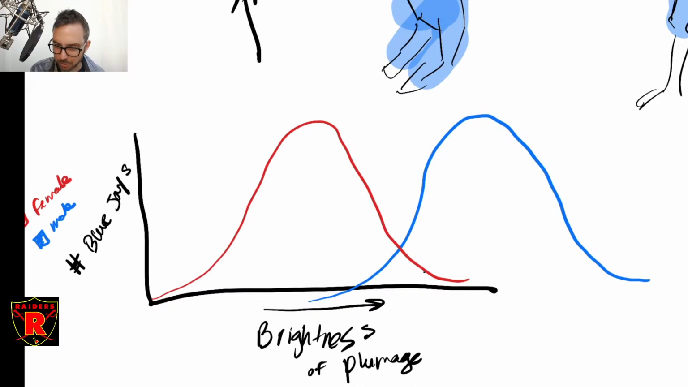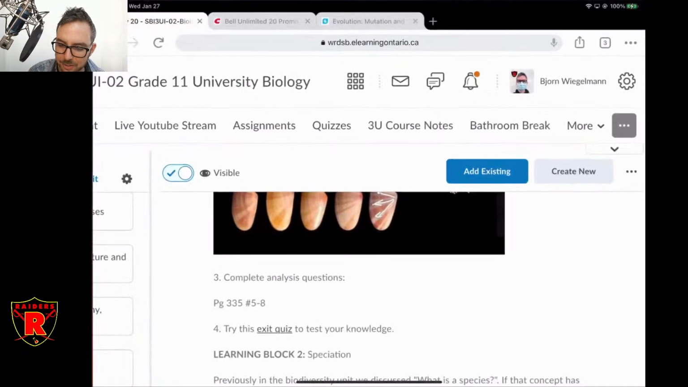One of the really cool examples of this is the idea of the stalk-eyed fly. Here, I'm going to show you what this looks like.